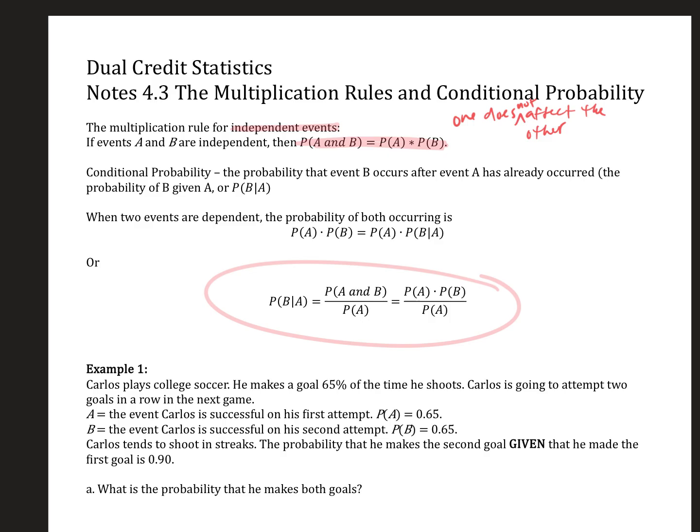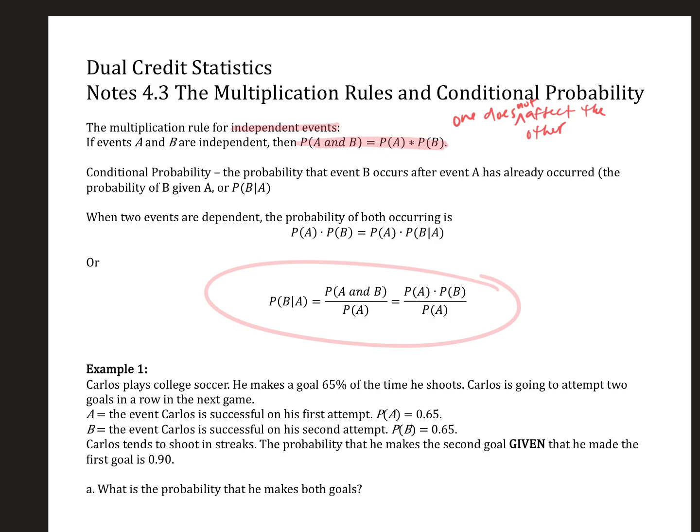But I don't want you to try to memorize that. I just want you to recognize that what this is saying is if they happen to be independent, the probability of A's will cancel. But really what you need to know is that formula.